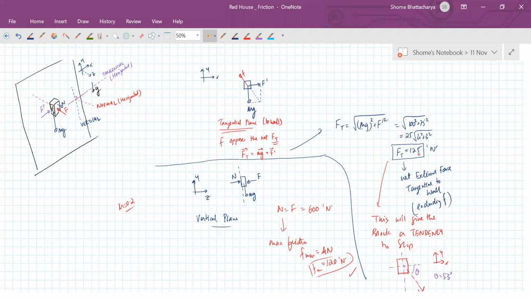Why not consider the 600? Look, Nikita, the two forces we are considering, F prime and mg, are in the tangential plane, along the surface, so they are the ones trying to create slipping. Whereas the 600 newton force F is perpendicular to the surface, so it's not trying to make the block slip, it is trying to grip the block against the surface by creating normal reaction.